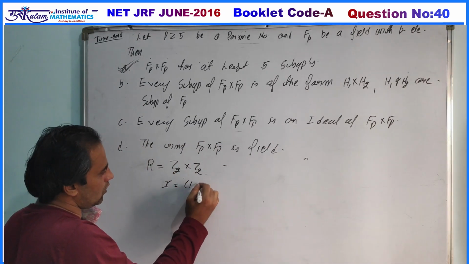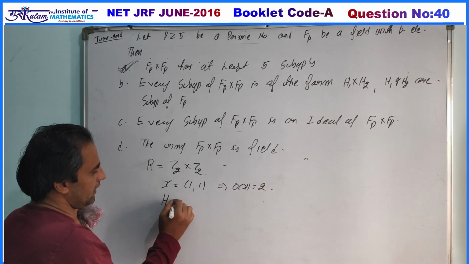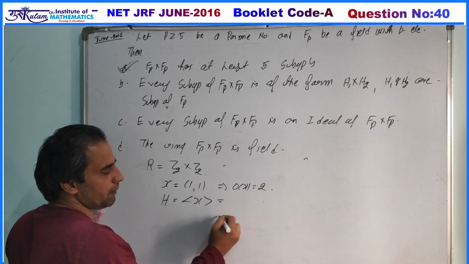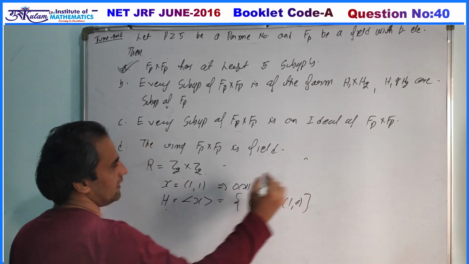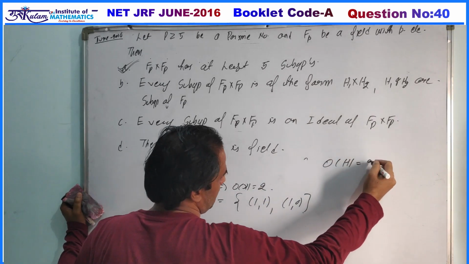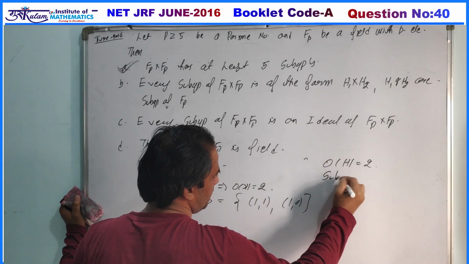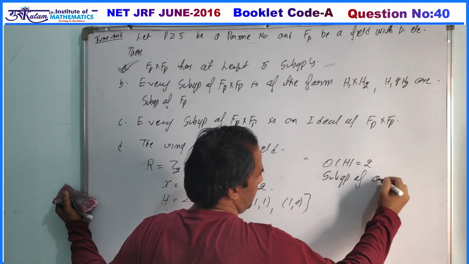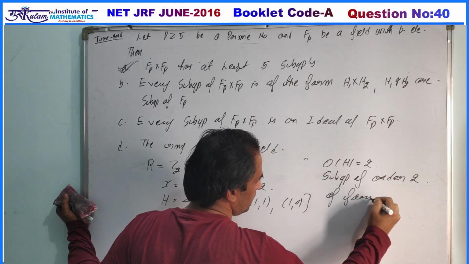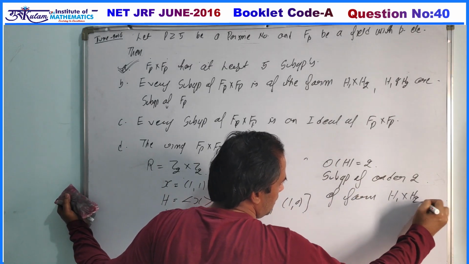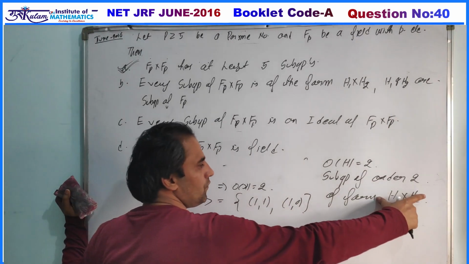or simply if we take x equal to (1,1), obviously the order of x is 2, and we can define H, the subgroup generated by x, which is (1,1) and (1,0). So the order of this H is 2, and the subgroups of order 2 of the form H1 plus H2, where H1 should be a subgroup of Z2 and H2 is also a subgroup of Z2, and the order of this should be 2.